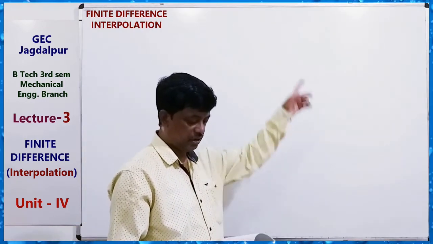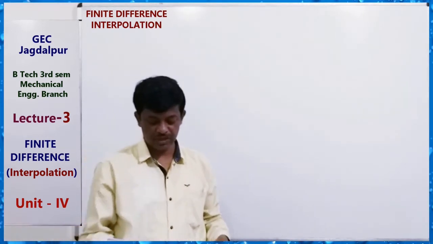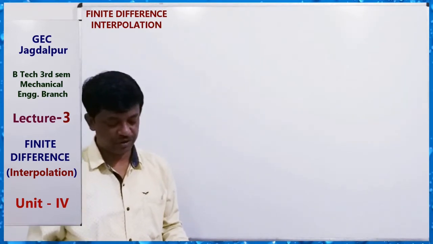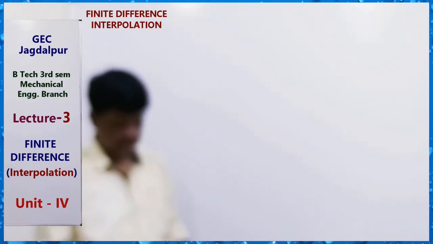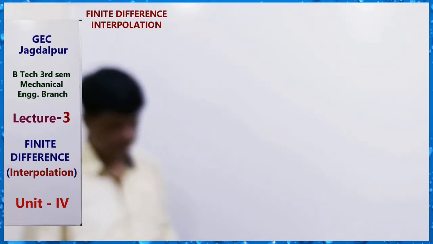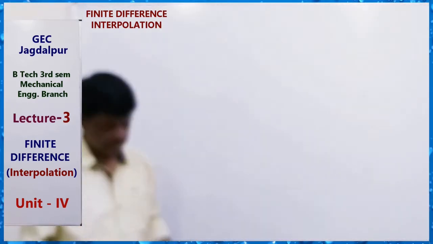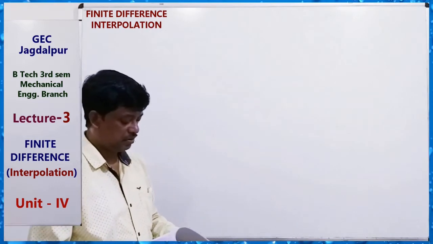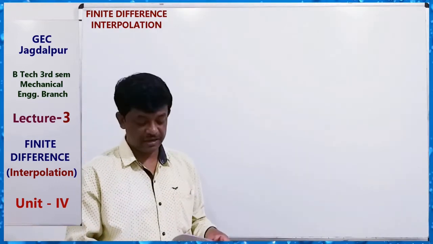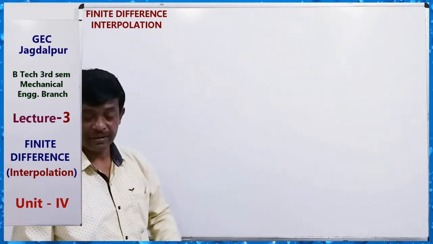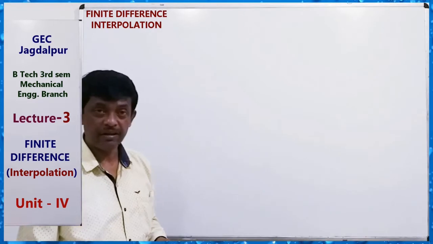From the following table, estimate the number of students who obtain marks between 40 and 45. So here the table is given in a grouped data format. The marks are given in intervals 30 to 40, 40 to 50, 50 to 60, 60 to 70 and 70 to 80, and the number of students is given for each interval.